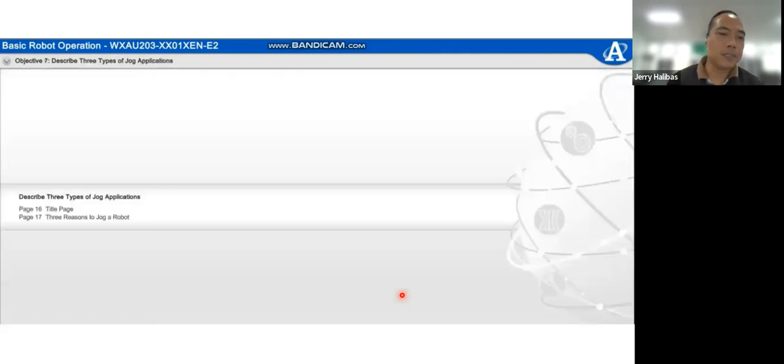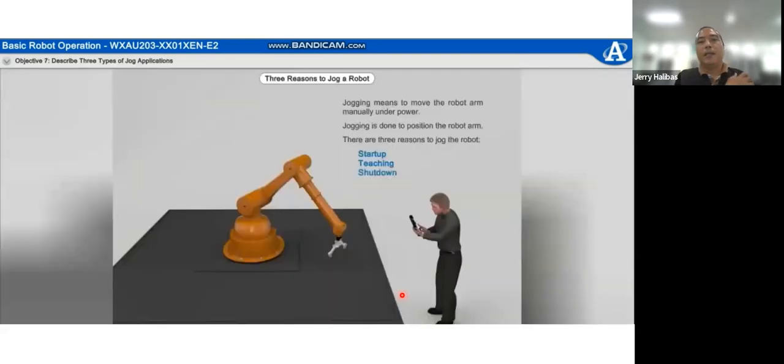Describe the 3 types of jog applications. So, something jog. So, 3 reasons to jog a robot. Jogging means to move the robot arm manually under power.